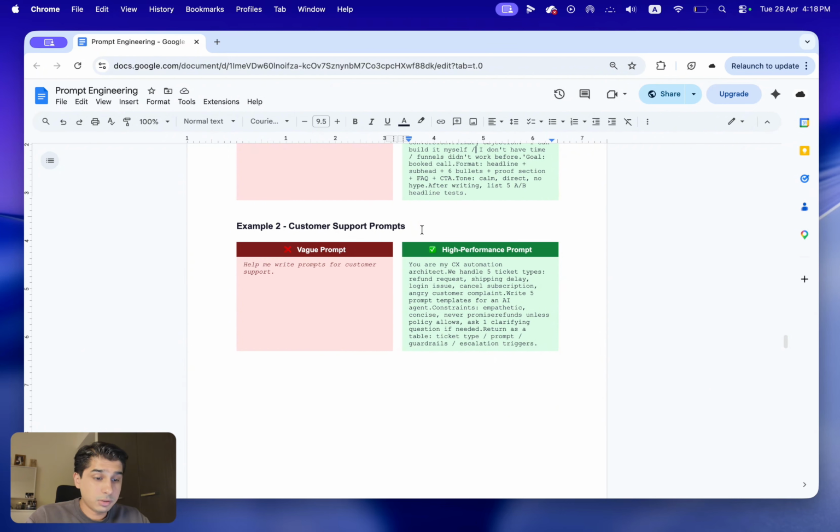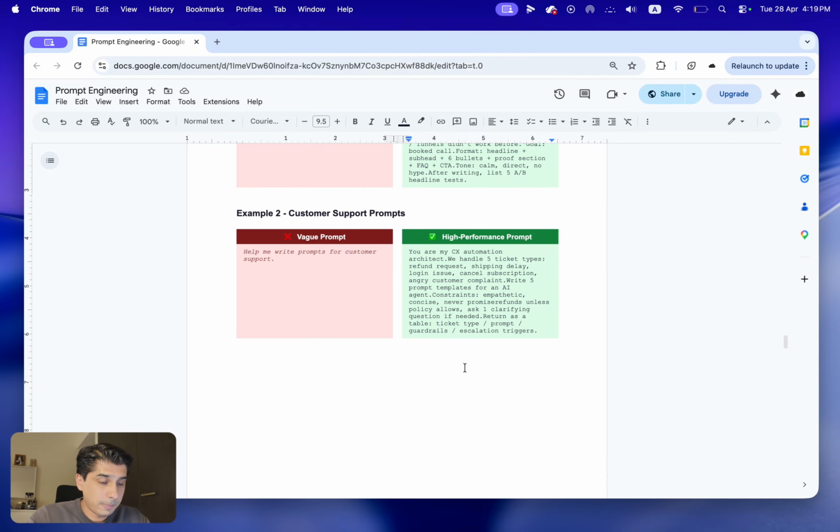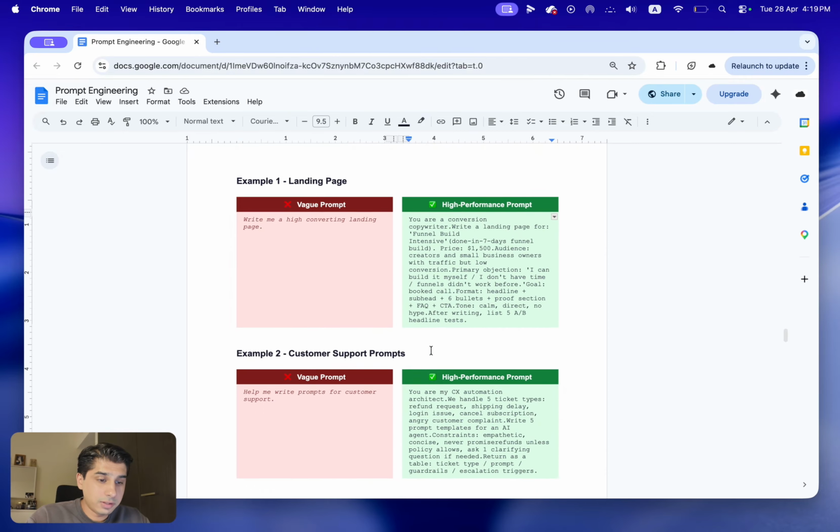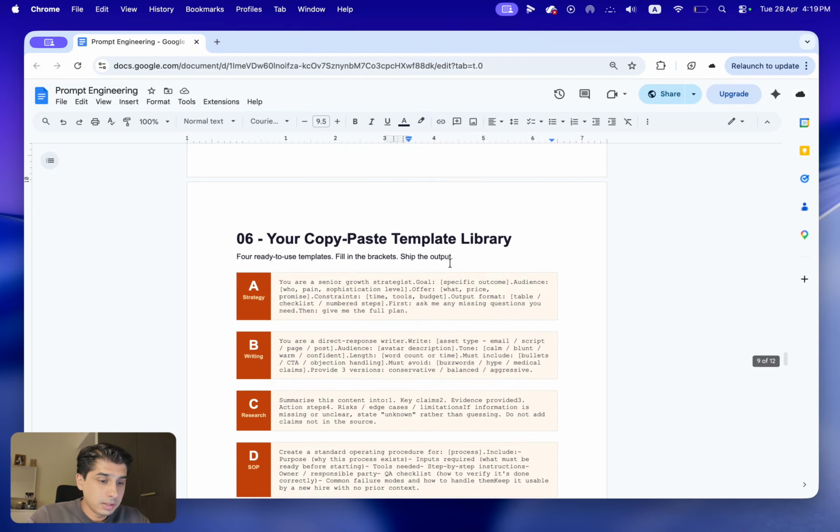Example 2 is customer support prompts. So, help me write prompts for customer support. Again, super vague. But a high performance prompt is, you are my CX automation architect. We handle 5 ticket types, mention the ticket types, and basically a reply for each ticket type, and write 5 prompt templates for an AI agent, talk about the constraints you're giving it: empathic, concise, never promise refunds, etc. Okay, so you can see the difference between a bad and a good prompt.